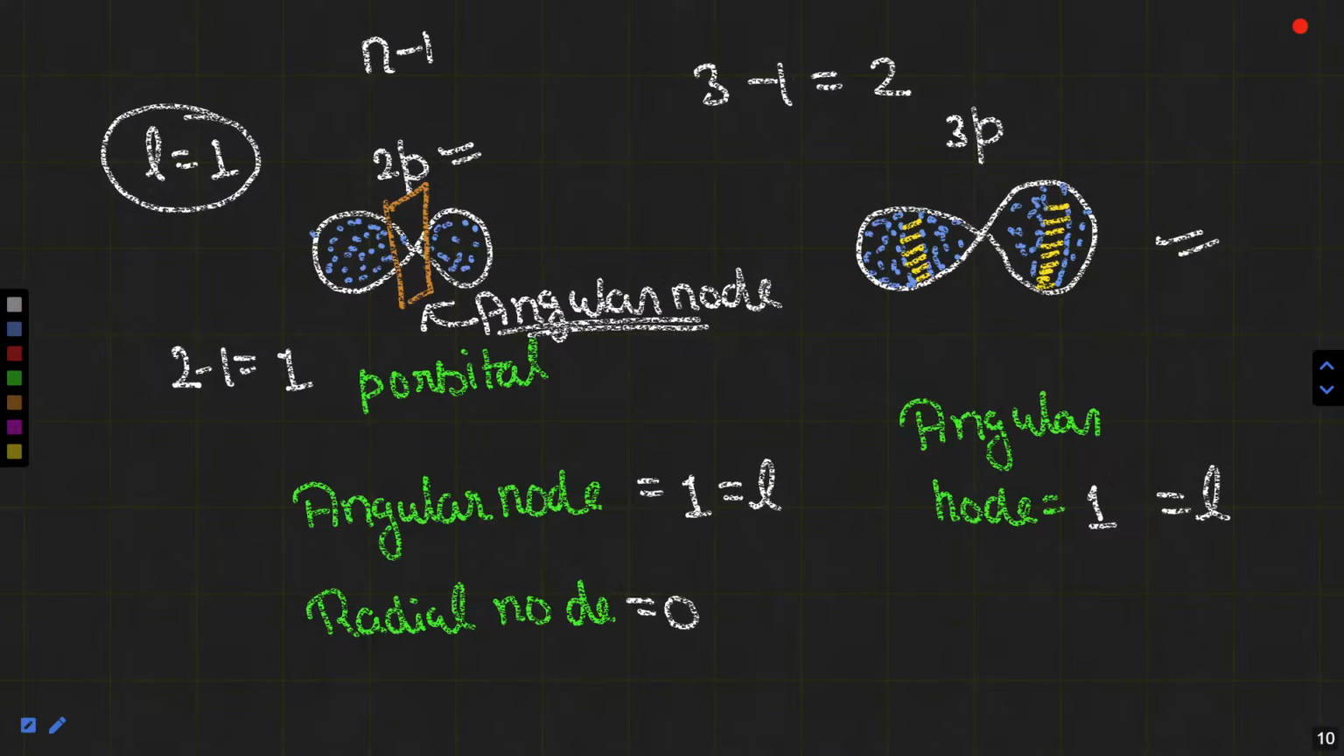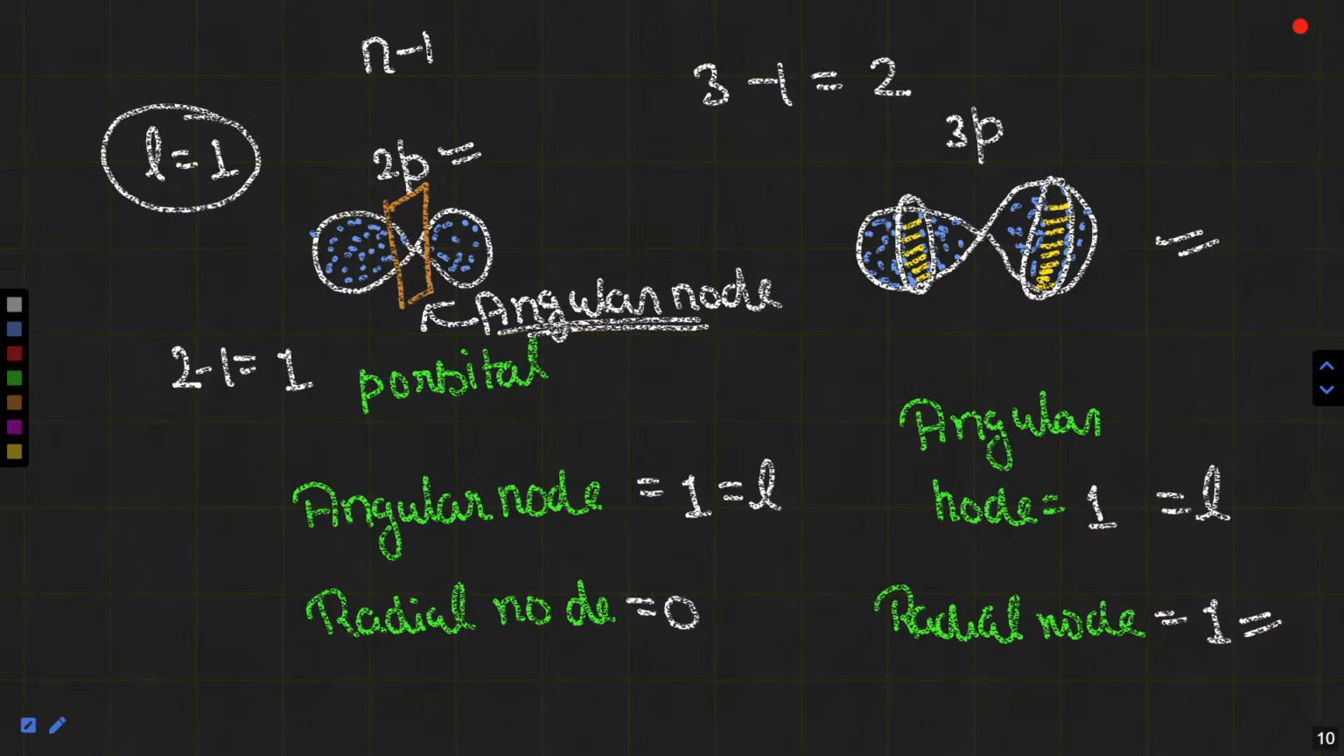Now, if I ask you what is the number of radial node, what will be your answer? Okay, yes, it will be 1. And where is it present? Sorry, this is your radial node that I am talking about. It is basically a space in between the orbital where the electron density becomes 0.